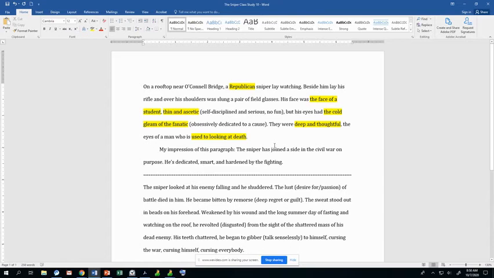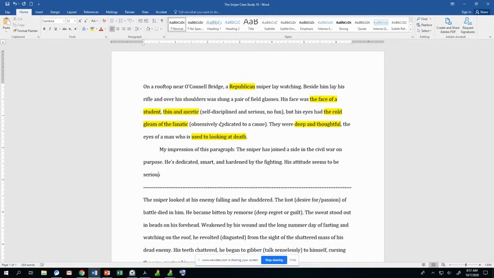So what's the sniper's attitude? His attitude seems to be really serious, right? And he's dedicated and hardened. So if I put all those impressions together, I get matter of fact. Serious and matter of fact. He's just doing the job he needs to do. Right? He's not emotionally involved. He's just doing the job that he needs to do.